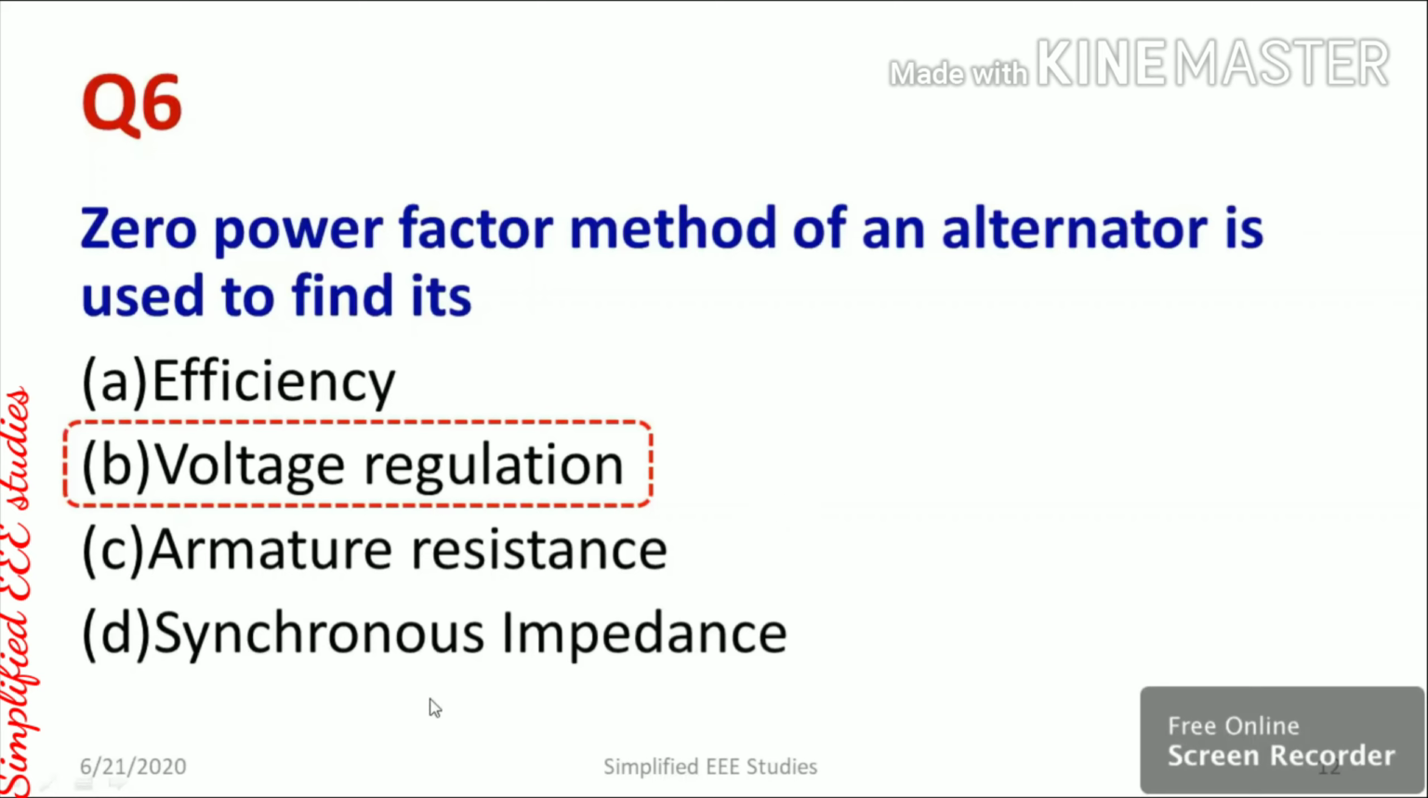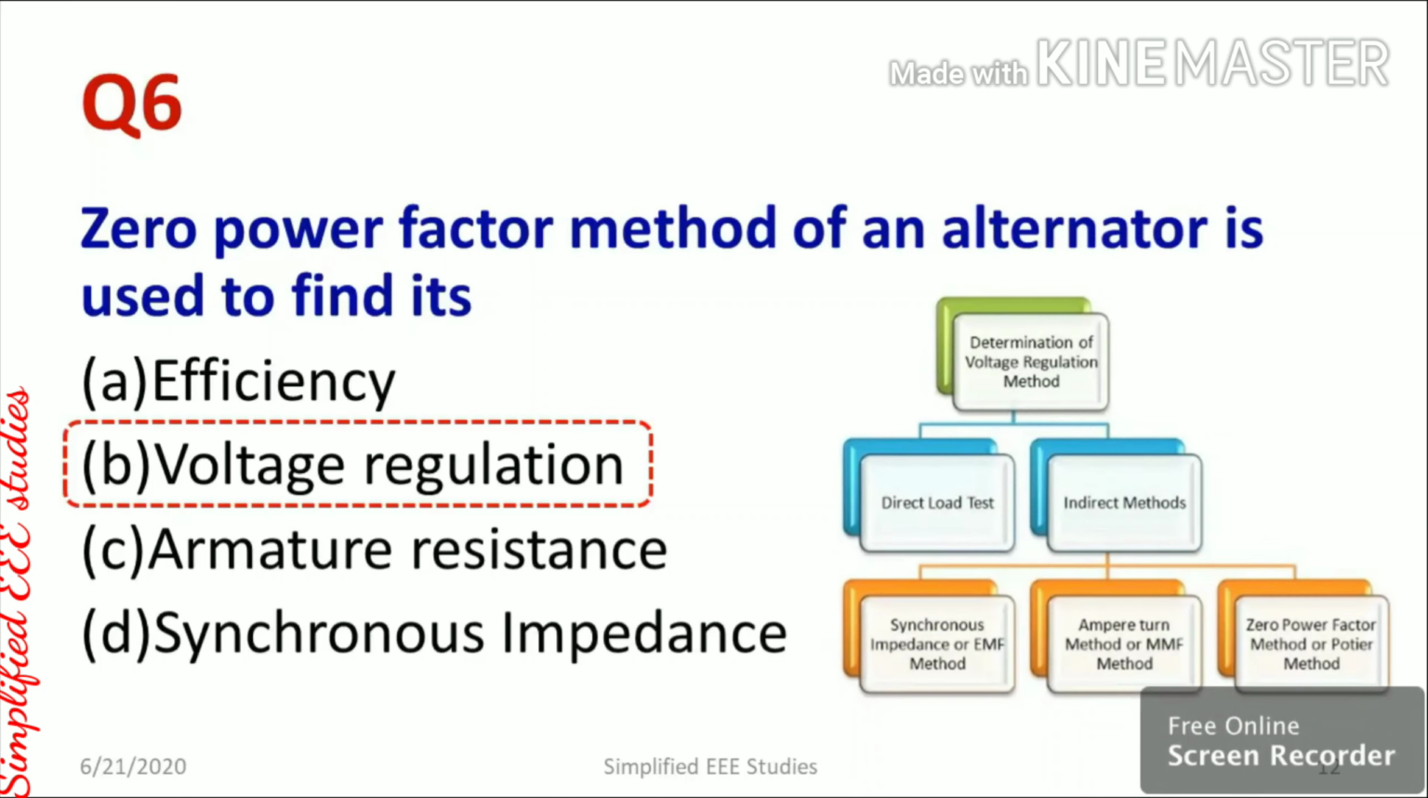Now let us discuss what are the different methods for calculation of voltage regulation in case of alternator. Basically, two methods are available: direct load test, and the second method is known as the indirect method. Regarding the indirect method, you can divide it into 3. First one is synchronous impedance or EMF method. Second one is armature turn method or MMF method. And third one is zero power factor method or Potier method.